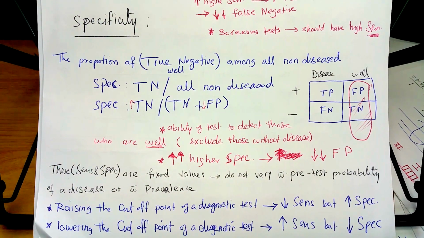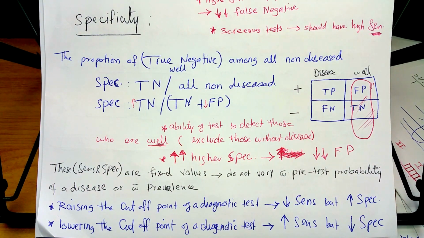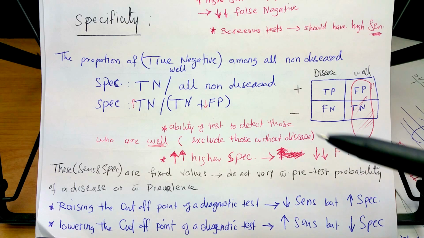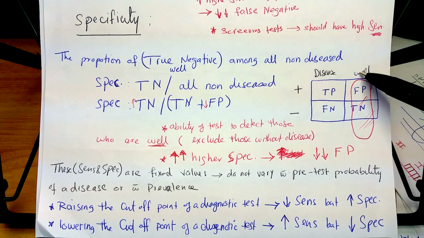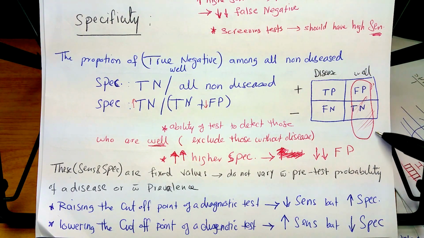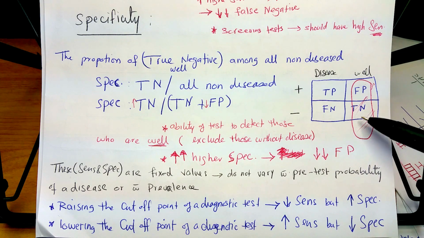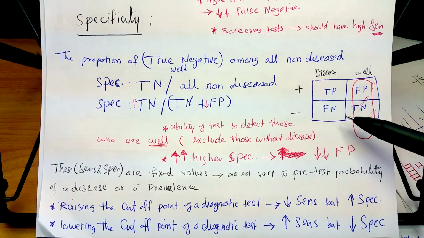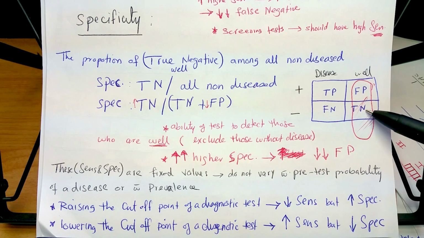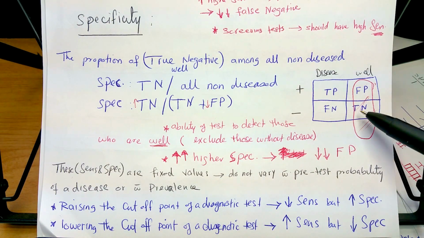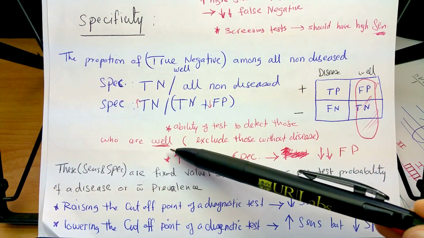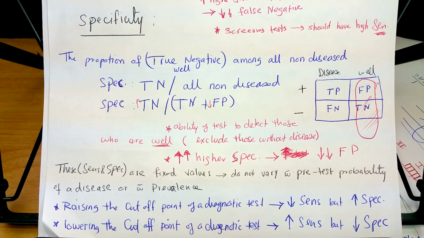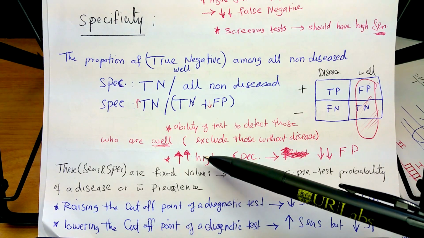In specificity, it's the proportion of true negative. We're trying to detect now the well people. So, the true negative among all non-diseased. So these are the non-diseased portion of people, the well people. We're trying to detect that are truly classified. So this is the negative test, and they are well. So this is the true negative among all non-diseased. True negative plus false positive. So it's the ability of the test to detect those who are well and exclude those without the disease.